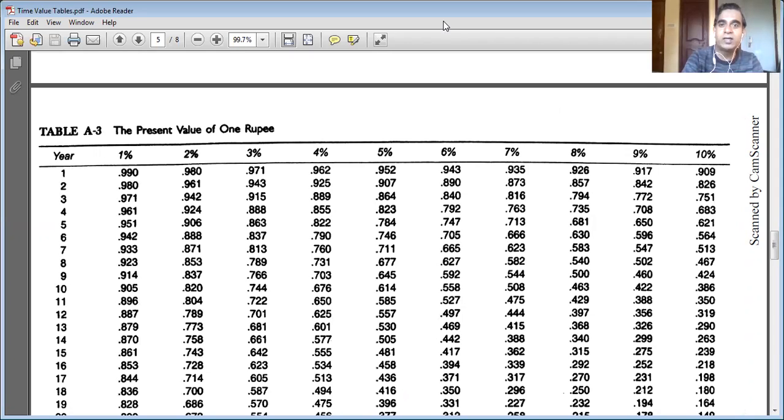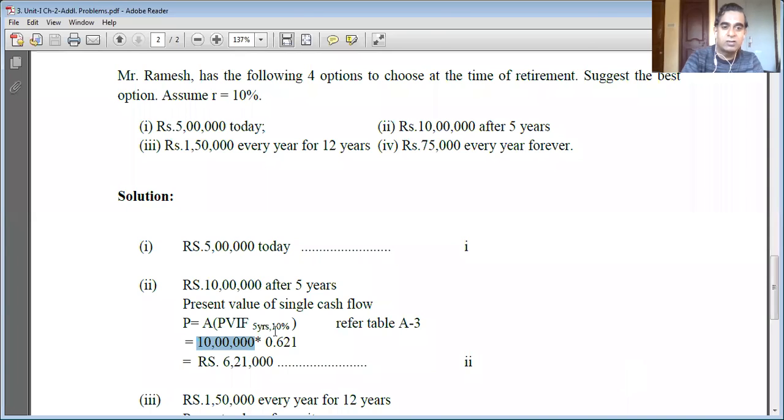So we'll fill that into the equation. 10 lakh into 0.621. So when we multiply, we get 6,21,000 rupees, which is the present value of 10 lakh rupees to be received after 5 years. So we converted this single cash flow to its present value. Next, we'll move on to the third option.